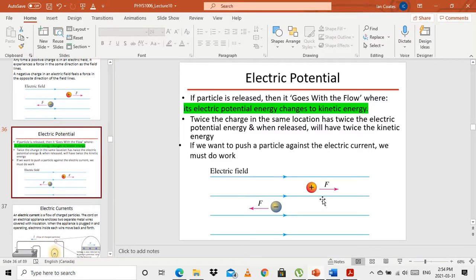If the particle is released, then it just goes with the flow in the direction that it wants to go. Positive will be with, negative will be against. So if the particle is released, it goes with the flow, where its electric potential energy changes to kinetic energy. We can hold it there, but then it's at its maximum potential energy. It's like being at the top of the hill with the bikes. Then you let it go, and all of a sudden all that potential energy turns to kinetic and it starts to move. Okay.